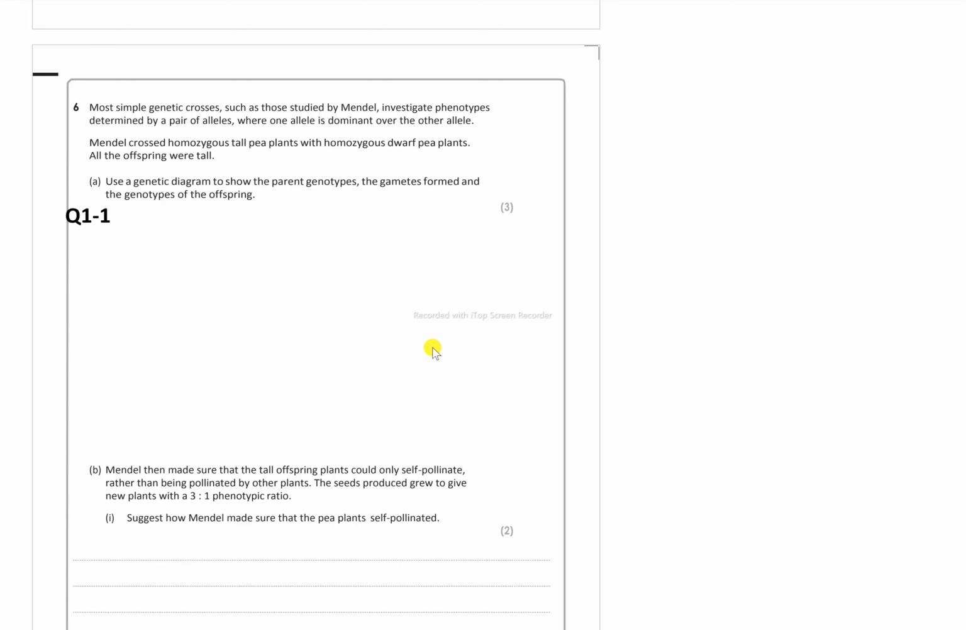So most simple genetic crosses, such as those studied by Mendel, and that'll be in the book, investigate phenotypes. Right, this is how I look at phenotypes. That tells you how the organism looks physically. I use the word looks.